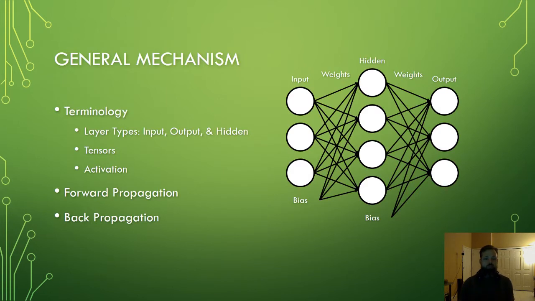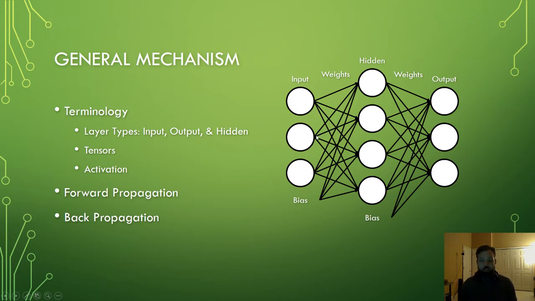So the general mechanism of neural networks, one of the easiest ways to go through this is the terminology. So you're going to have different layer types in a neural network. You can have input, output, and hidden layers, which I've somewhat diagrammed here. So your input layer is just all your input values. So in your house example, each one of these nodes might be something like number of rooms, number of bedrooms, square footage of the house, et cetera, et cetera, et cetera.